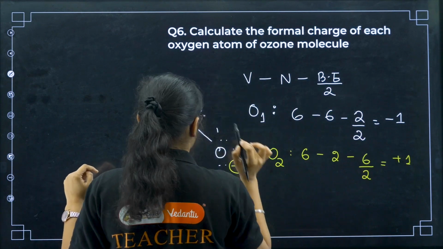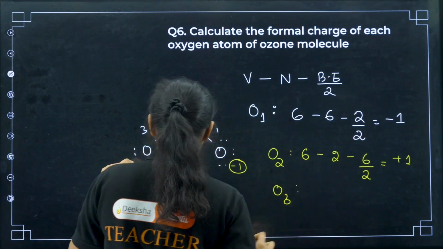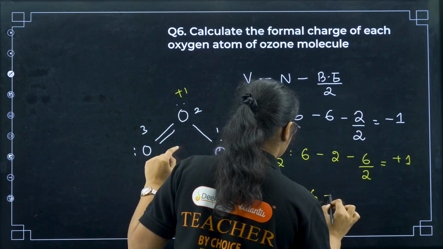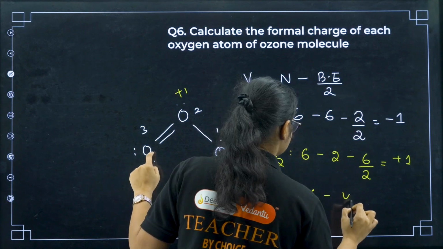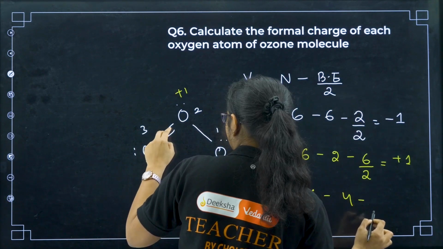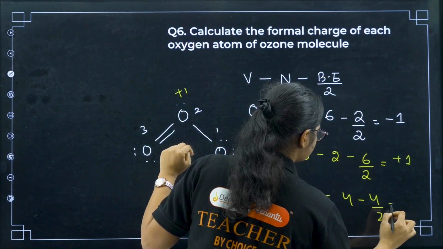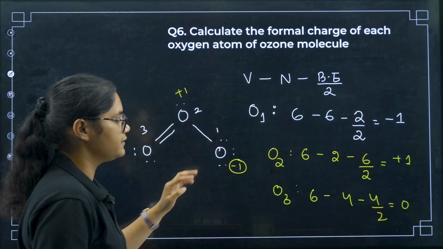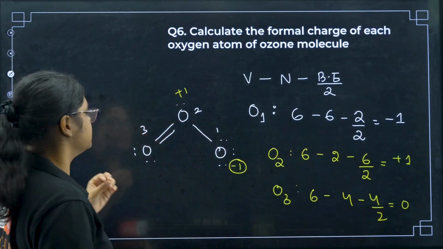So this is plus 1. Now if I calculate for O3, the valence electron is 6, non-bonding electrons is 4, bonding electrons is 4 by 2. So that will give you 0. That is how you can calculate the formal charges.